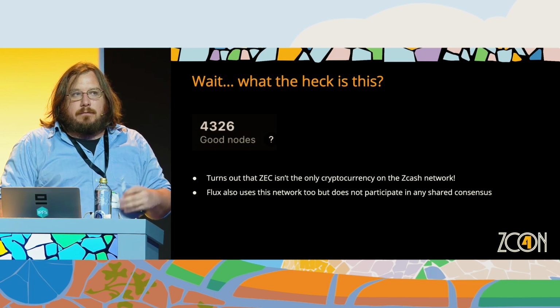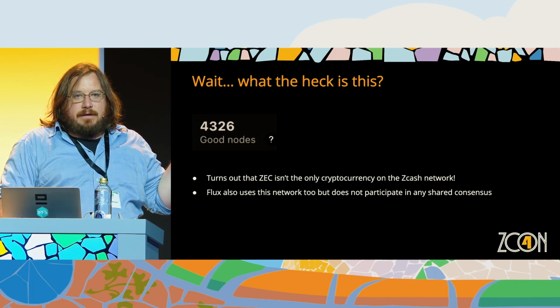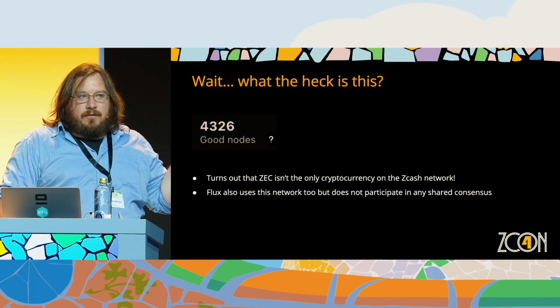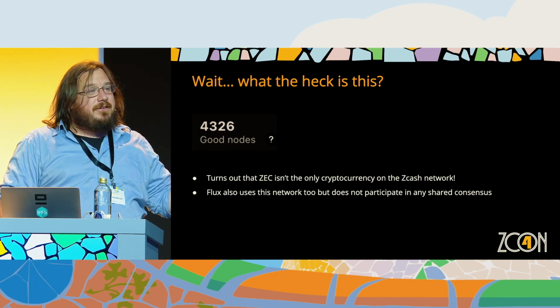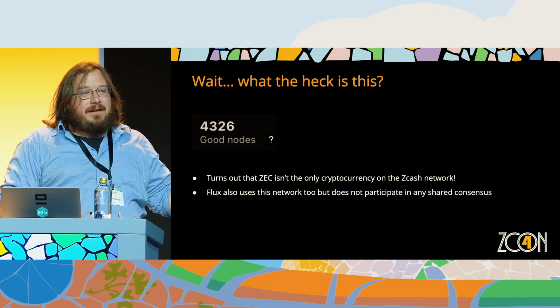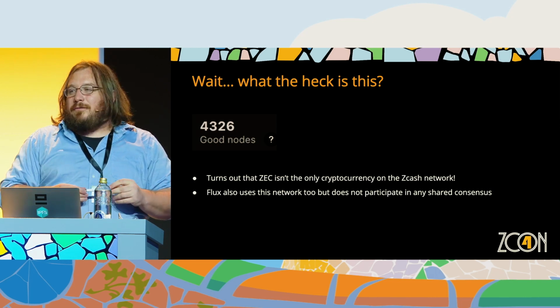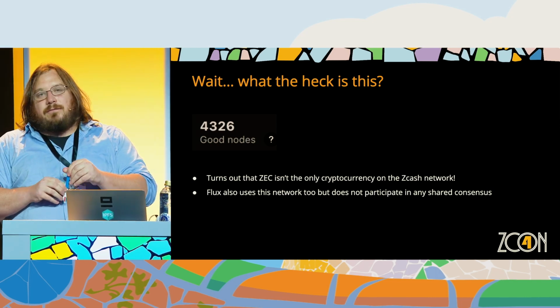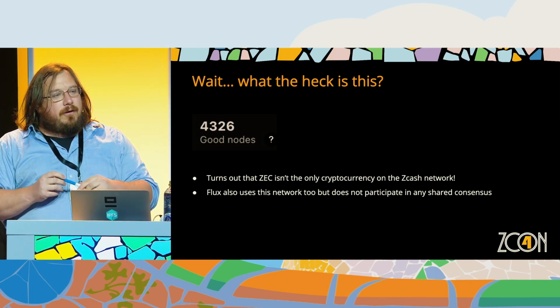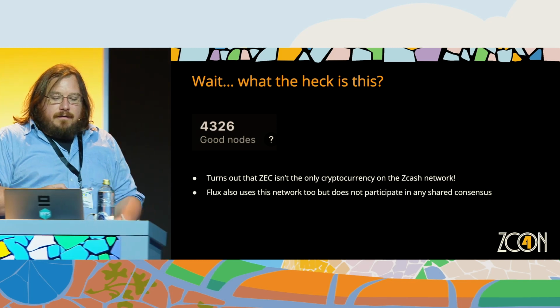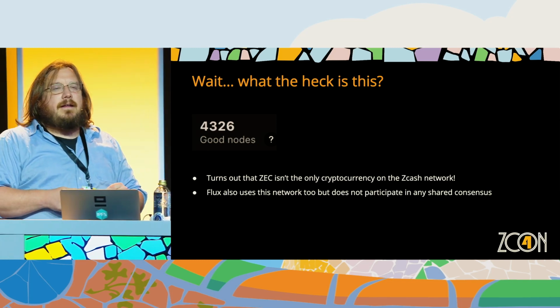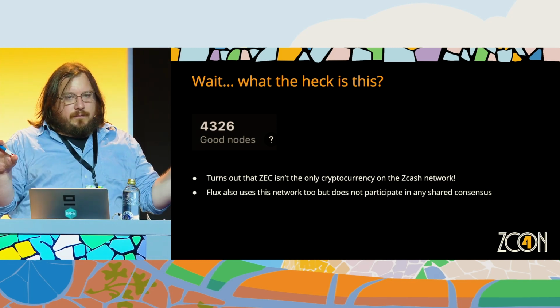Wait, what the heck is this? There's not 4,000 nodes in the network. It turns out that Zec is not the only cryptocurrency that uses the Zcash network. There's another cryptocurrency called Flux that I believe is a fork of Zcash that uses the network but does not participate in consensus. This, I believe in Zebra, has been fixed where they sort of filter those out.